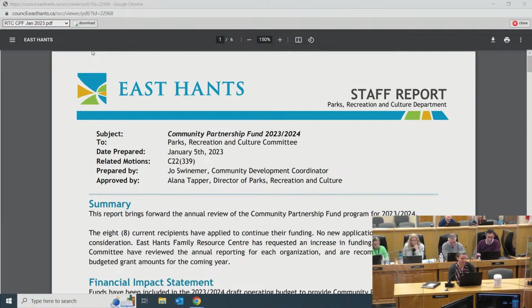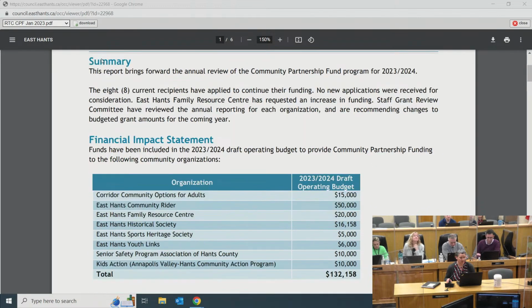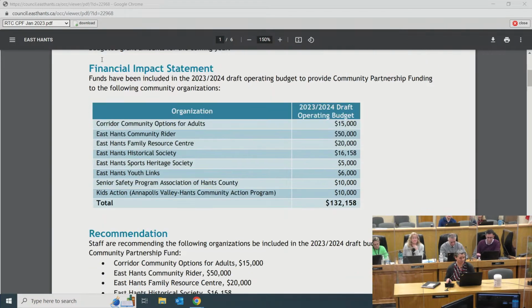Chair. I'm here today with the Community Partnership Fund. It's the annual review of the organizations that are in Council's Community Partnership Fund. There are 8 groups who have been receiving the funds this year, and all 8 will continue in the program according to their applications. So the financial impact we'll go over at the bottom, but it's quite comparable to the previous year.